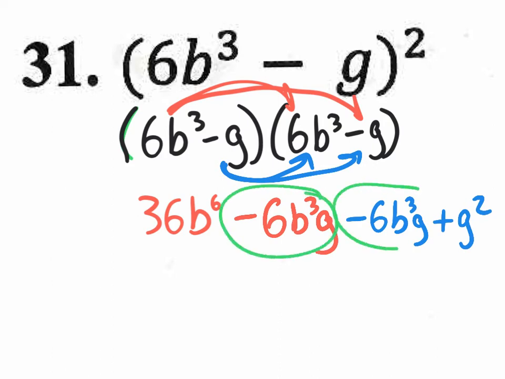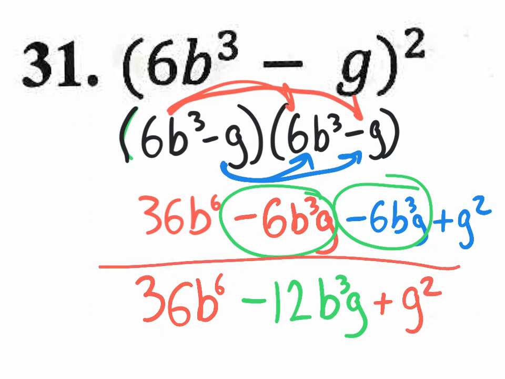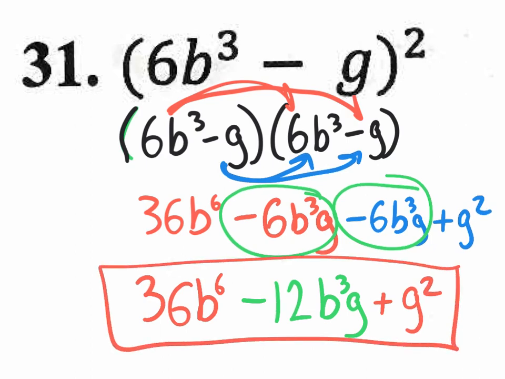These guys don't cancel out, but it's actually like doubling it. It becomes negative 12 b to the third g. And in the front you have 36 b to the sixth, and at the back you have plus g squared. It doesn't turn into positive because it's negative to negative. This is not multiplication. If it were, you'd end up with positive 36, right? But we're not multiplying. Up here we were multiplying, but down here we're just adding and subtracting depending on the sign. So you owe 6, you owe 6, you're going to owe 12.